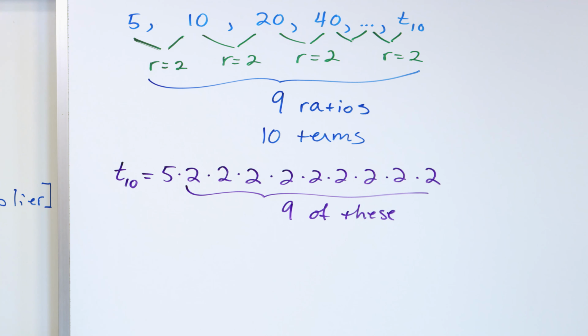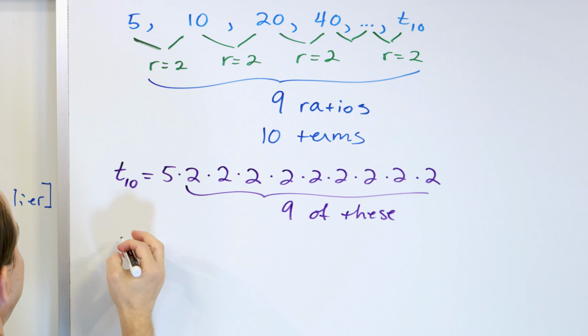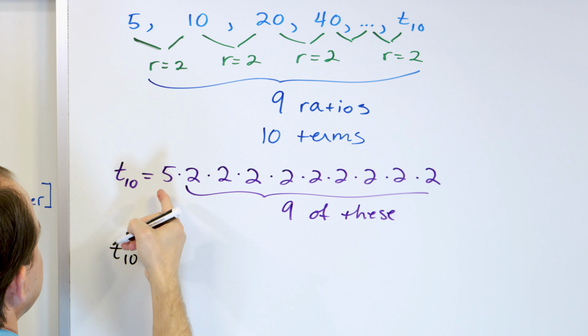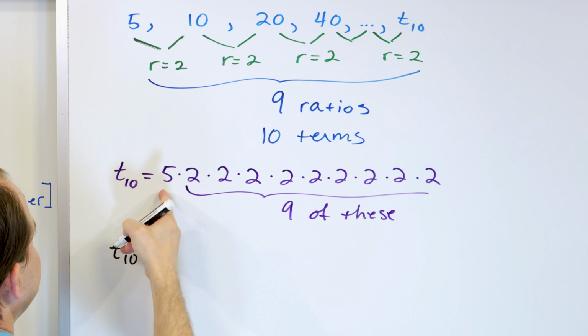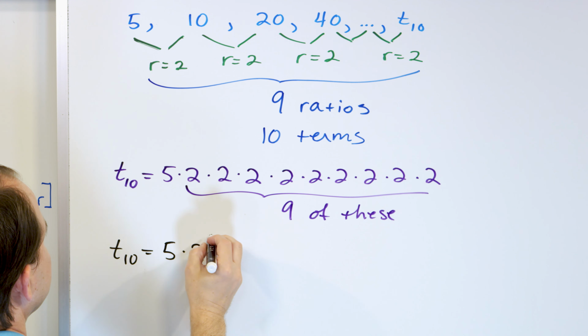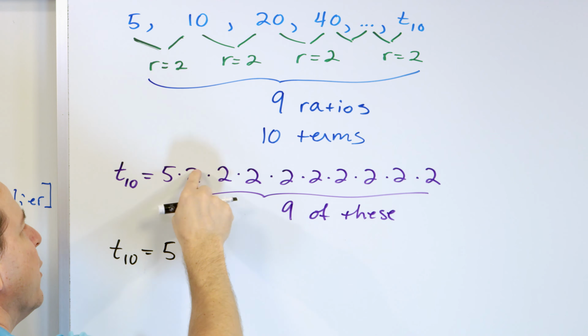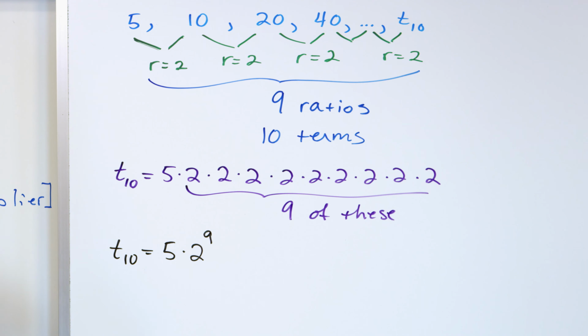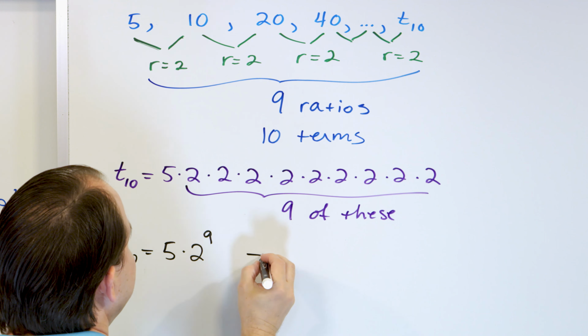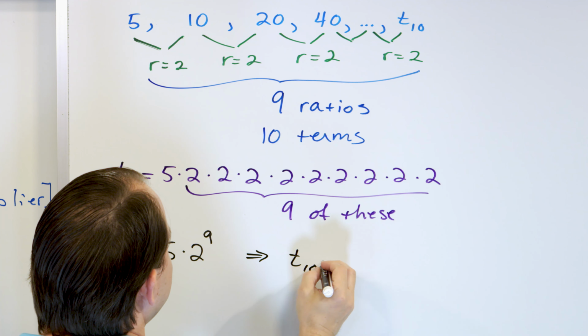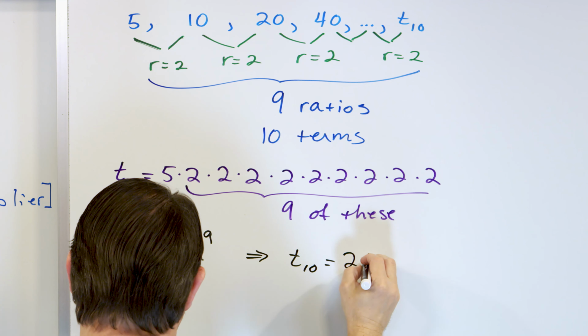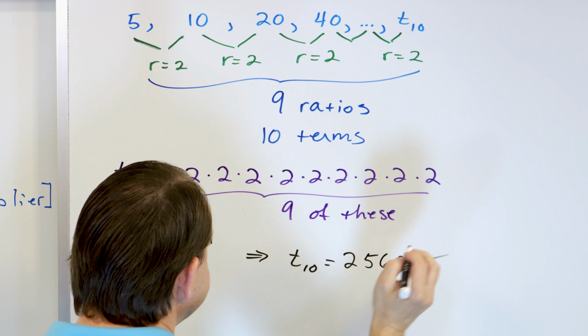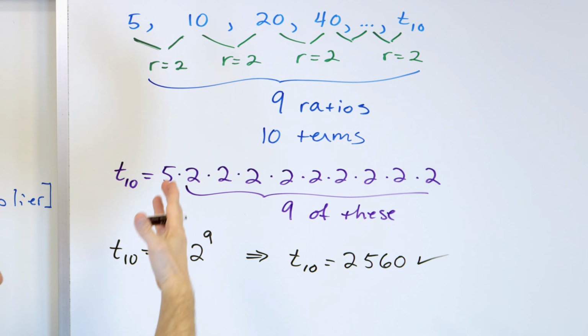So what does all this mean? If I want to calculate what the 10th term actually is, it's going to be 5 times 2 to the power of 9, because an exponent means you're multiplying by itself, with a total of 9 of them there. So 5 times 2 to the 9th power. Now, if you run this through a calculator, the 10th term turns out to be 2,560. When you keep multiplying by 2 over and over again, this is what you get by the 10th term.